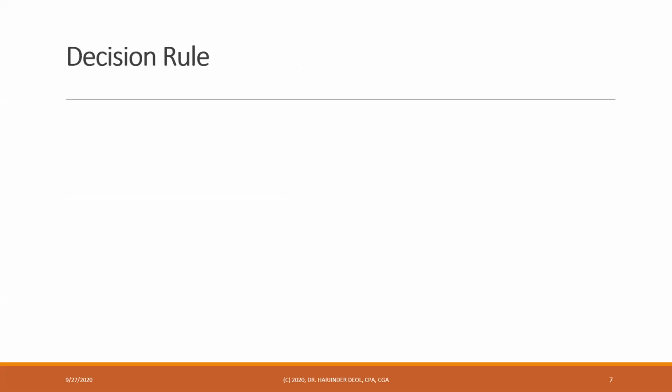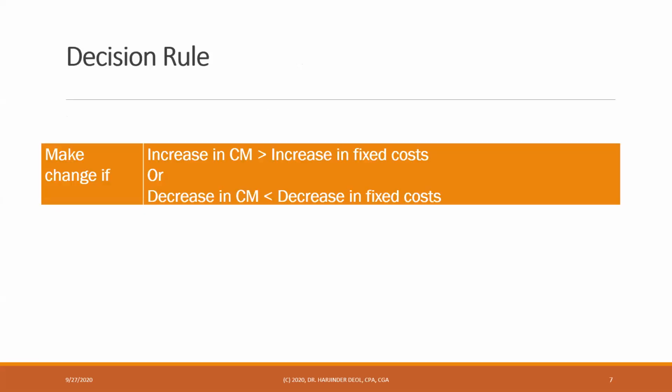So generally speaking, your decision rule is we will only go ahead and apply the change if the increase in your contribution margin is higher than the increase in the fixed cost. Okay, that means the benefit is higher in this case. So if the increase in the contribution margin resulting from the change is higher than increase in the fixed cost, then we would implement it, otherwise no. Alternatively, if your decrease in the fixed cost is higher than the decrease in the contribution margin, then that's a good decision as well.